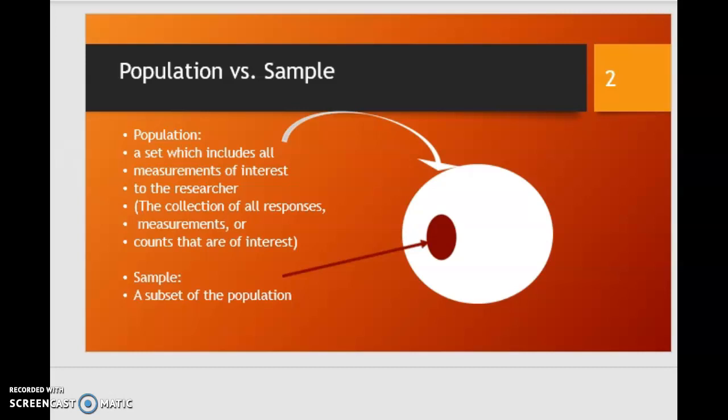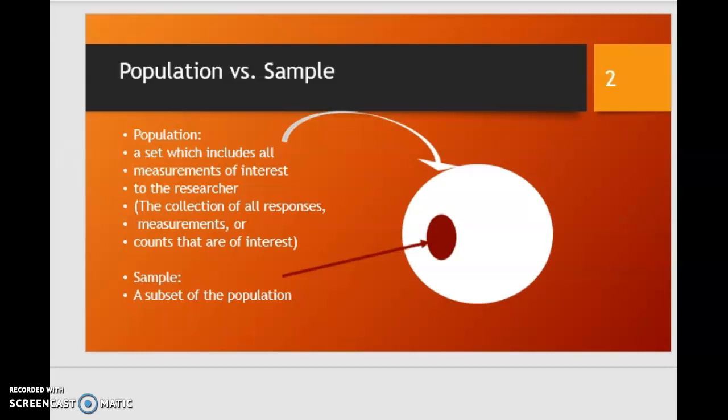The first thing that we will look at is to examine the difference between what a sample is and what a population is. A population is a set that includes all the measurements of interest. That would mean the collection of all the responses or measurements or things that are counted that are of interest to that person.